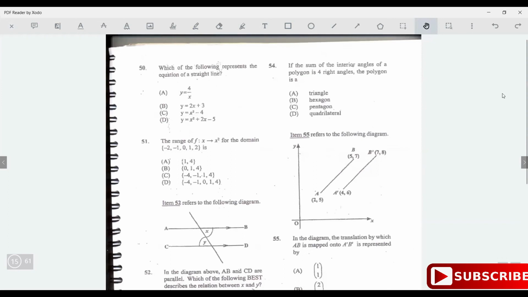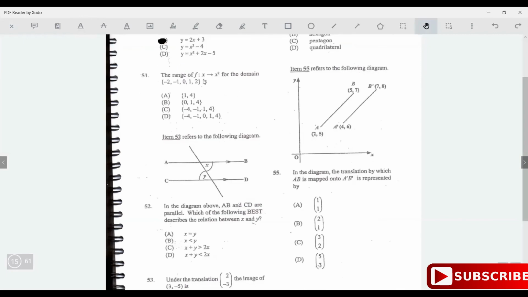Question 50. Which of the following represents the equation of a straight line? y equals 4 over x? No. We need a straight line in the form y equals mx plus c. Always remember that's how we write the equation of a straight line. That looks like y equals mx plus c, which is option B. Easy question.